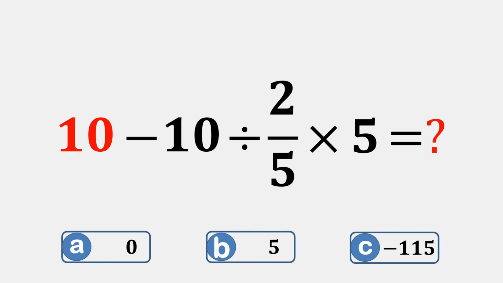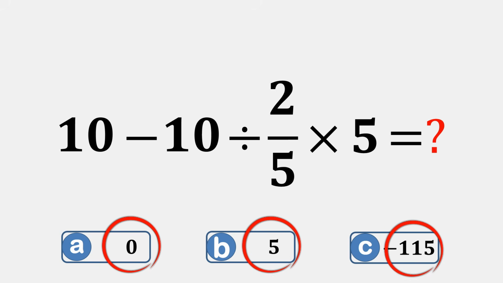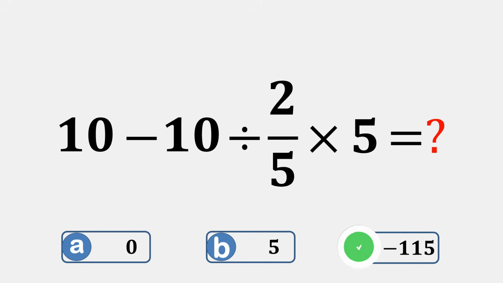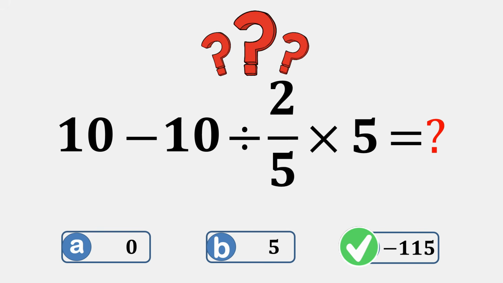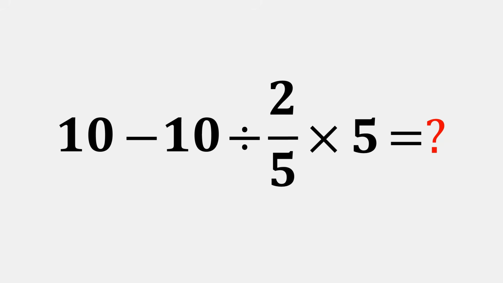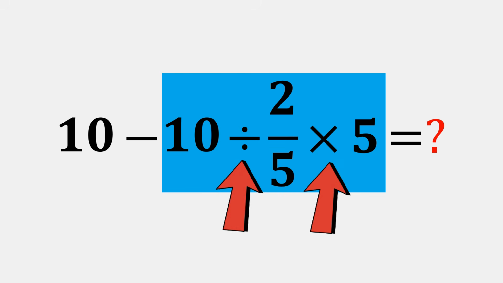For more practice, let's take a look at this example. 10 minus 10 divided by 2/5 multiplied by 5. What do you think the answer is? Is it 0, 5, or minus 115? The correct answer is actually minus 115. But why? Here we have 3 operations: subtraction, division, and multiplication. According to PEMDAS, division and multiplication have the same priority, and both are higher than subtraction. So, we must handle the multiplication and division first.